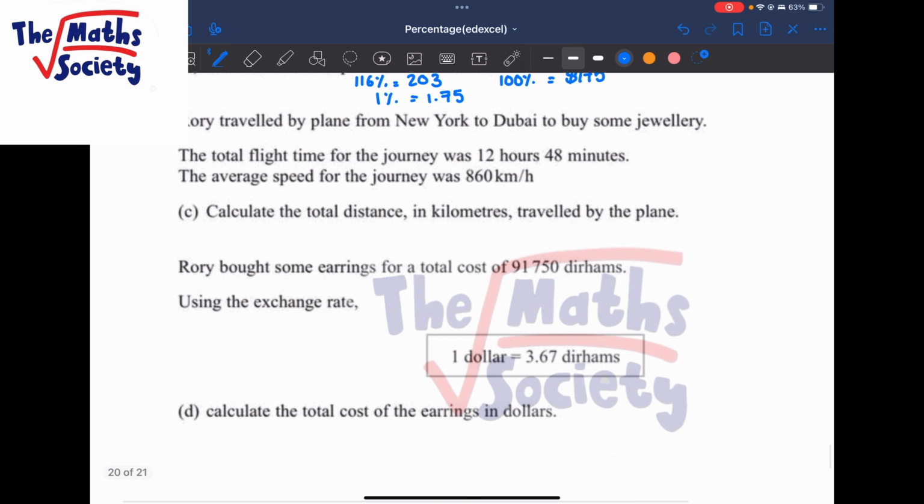It says Rory traveled by plane from New York to Dubai to buy some jewelry. Total flight time 12 hours 40 minutes. Average speed 860 kilometers per hour. Calculate the total distance. So distance is equal to speed multiplied by time, right? So the speed was 860 kilometers per hour, multiplied by 12.8 hours, equals 11,008 kilometers.